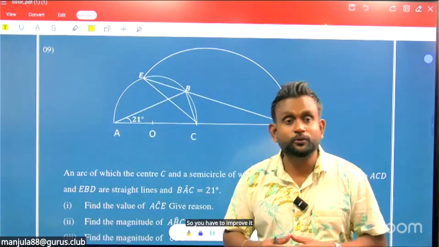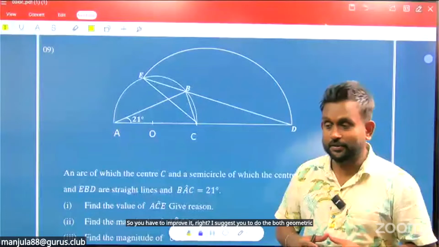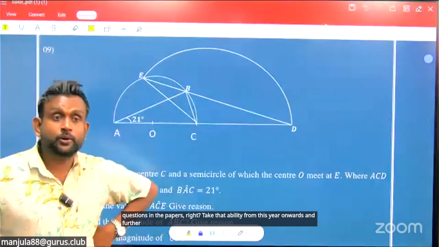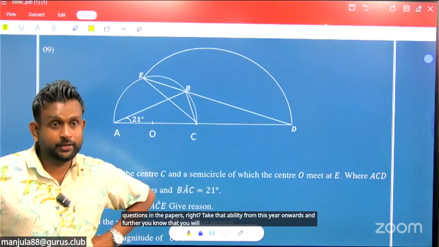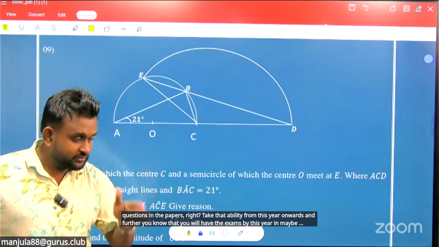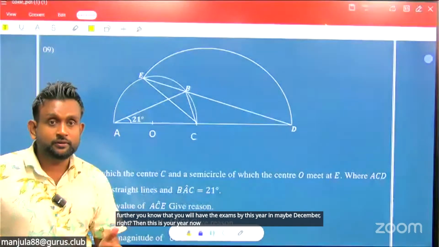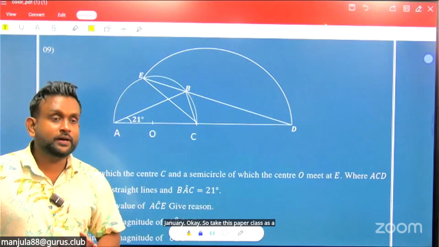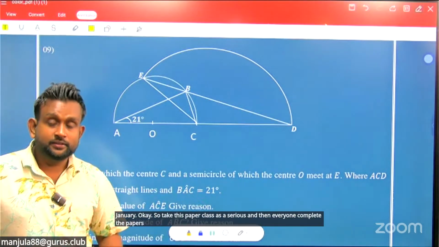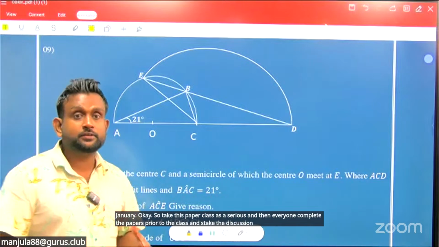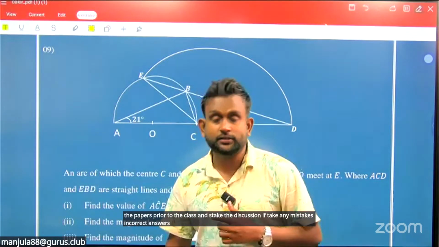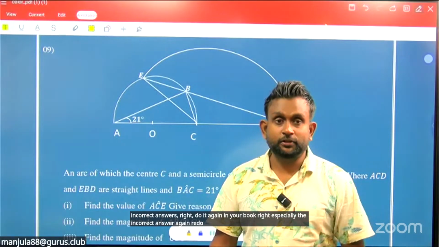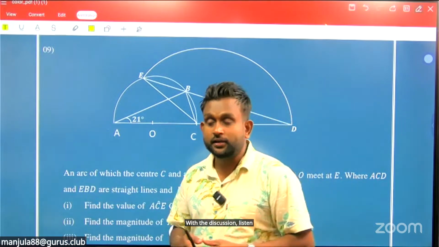I suggest you to do both geometric questions in the papers, right? Take that ability from this year onwards, and further you know that you will have the exams by this year end, maybe December, right? Then this is your year now, January. Okay, so take this paper class as serious, and then everyone complete the papers prior to the class and take the discussion. If you make any mistakes, incorrect answers, right, do it again in your book, right? Especially the incorrect answers, again redo, right? With the discussion, listen and carefully understand and redo it, right?